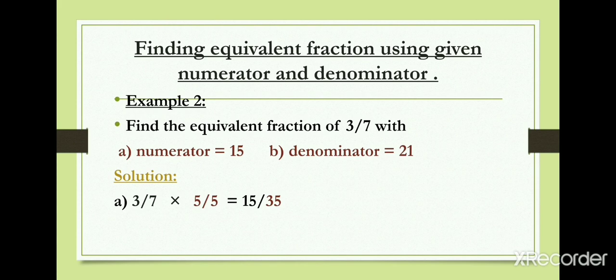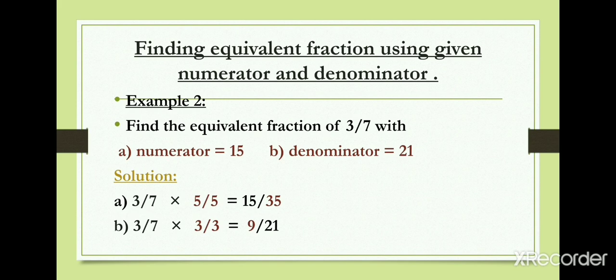Finding an equivalent fraction using a given numerator and denominator. Example 2. Find the equivalent fraction of 3 by 7 with numerator 15 and denominator 21. Solution. First, we have to divide the given numerator by the numerator of the given fraction, that is 15 divided by 3. We get 5. So, we have to multiply the number 5 with both numerator and denominator, so that we get 3 by 7 into 5 by 5, which is equal to 15 by 35.